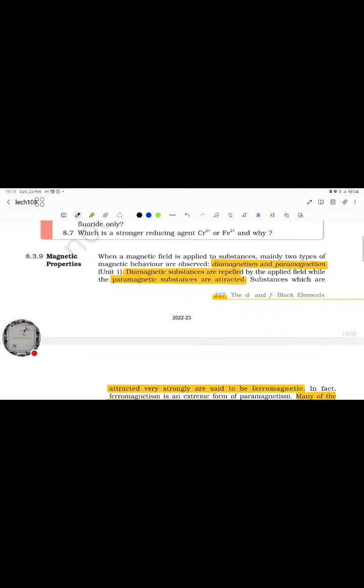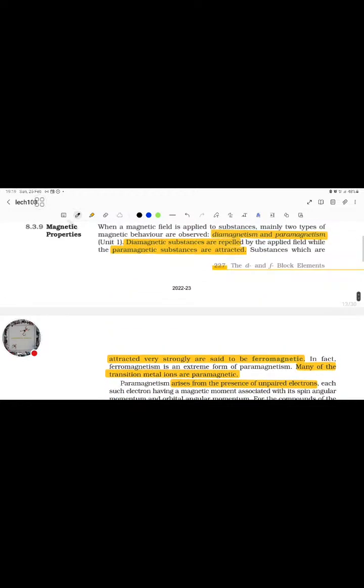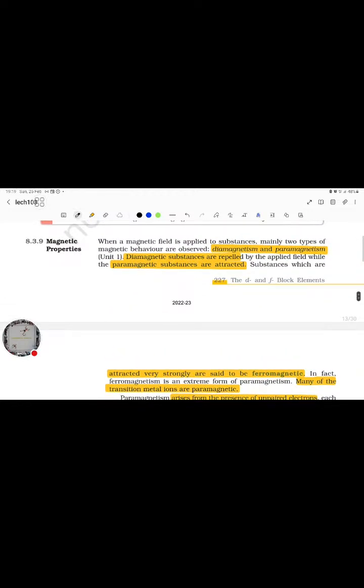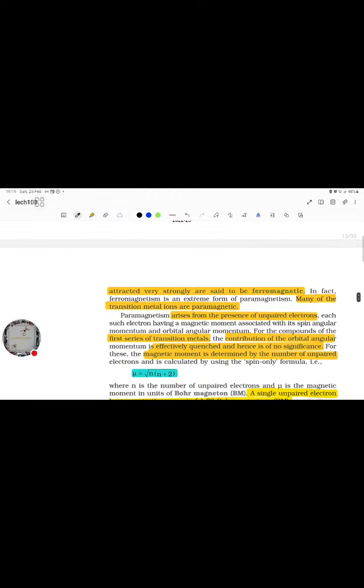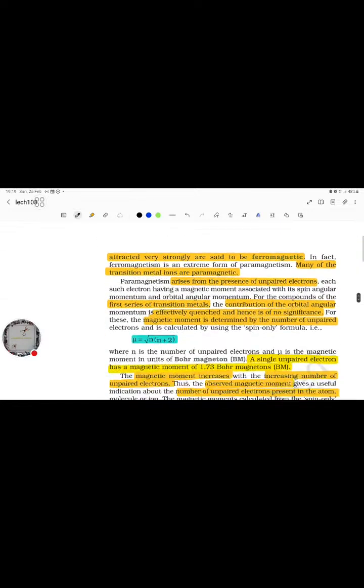So let's talk about magnetic properties. When a magnetic field is applied to substances, mainly two types of magnetic behavior are observed: diamagnetism and paramagnetism. Diamagnetic substances are repelled by the applied field, while paramagnetic substances are attracted. Substances which are attracted very strongly are said to be ferromagnetic. Most transition metals are paramagnetic, which means they get attracted.